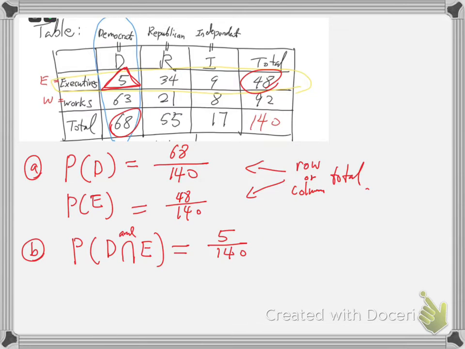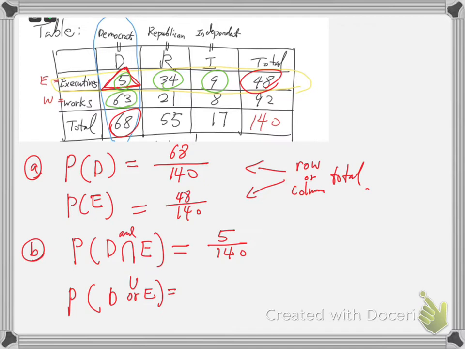Now what's the union case? If they say D or E, that will be union. That means we need all the small boxes except the total. We need all the small boxes in D and all the small boxes in E. So let me draw some green circles, those 4 small boxes: 1, 2, 3, 4. Without using an addition law, you just add all these 4 numbers.